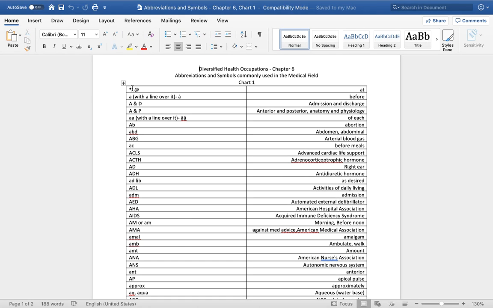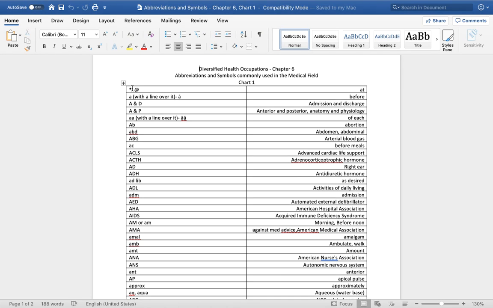Physiology is function of parts of your body. Anatomy is the structure of different parts of your body. So A and P, generally there's whole classes called A and P. I took A and P 1 and 2 in college. So it's imperative if you're going into the medical field to know what A and P is. If you have 2 A's in a row with the line over both of them, that means of each. So this could be medications, like you need 2 of each pill, something like that.